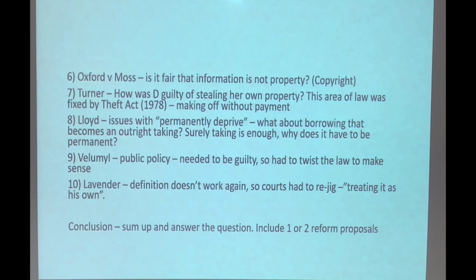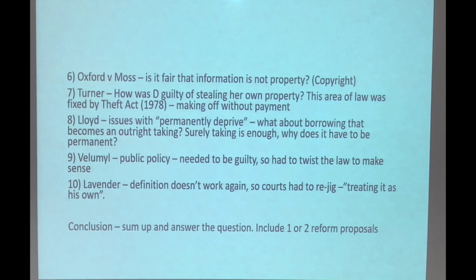Velumyl, again, it didn't really quite fit the definition. The fact that he did intend to return that money. So for public policy reasons, they don't want to allow that. They found him guilty, and they twist the law by saying this silly thing about you can't return the exact same notes. I mean, it makes sense, but it is still a bit silly and doesn't really quite work with the law.